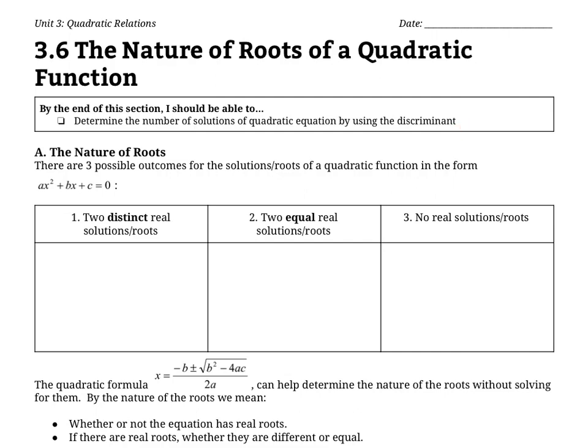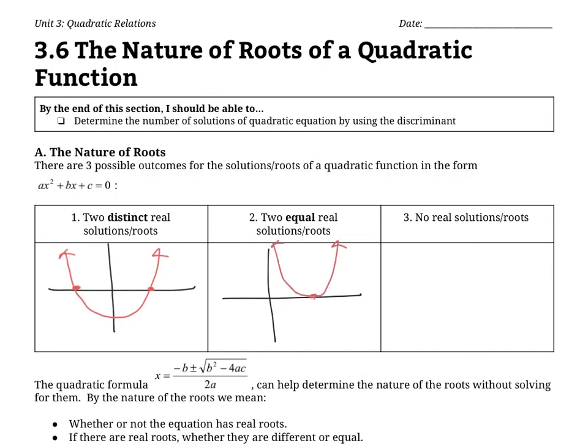To help illustrate this, let's go to the graphs of a quadratic function. There are three options. Our first option is that our function could have two distinct roots. Graphically, this is going to look like two x-intercepts. Algebraically, this would mean that if we take this quadratic equation and set it equal to 0, we would get two solutions.